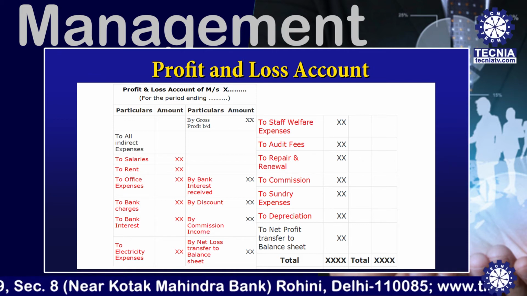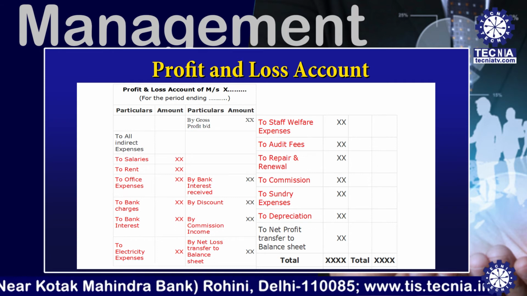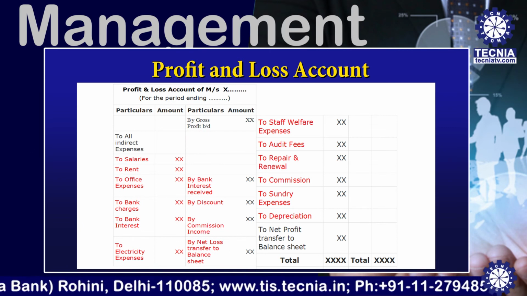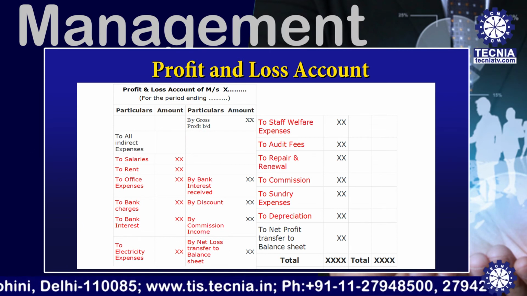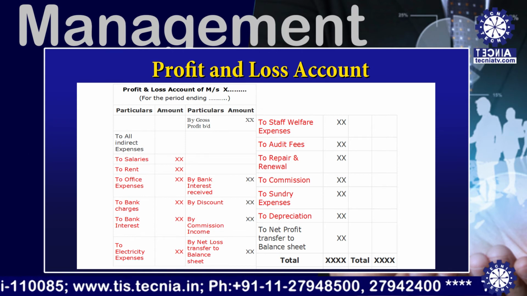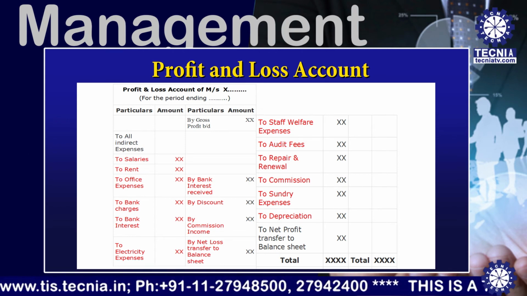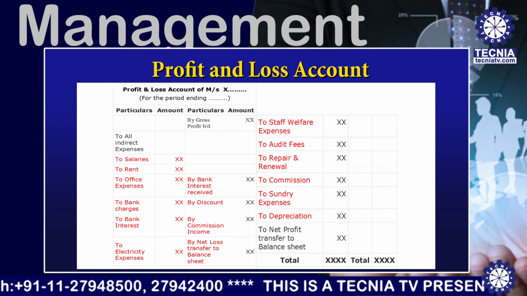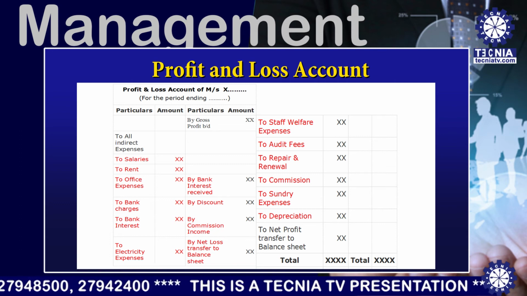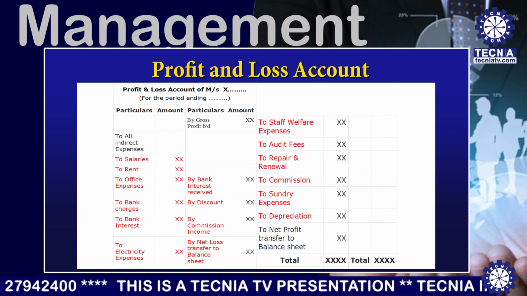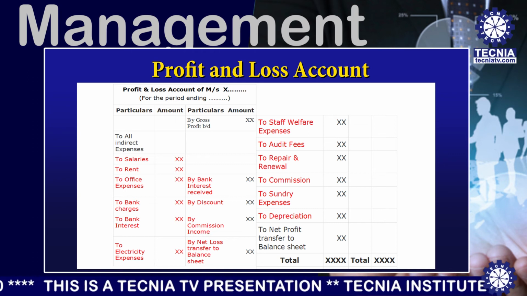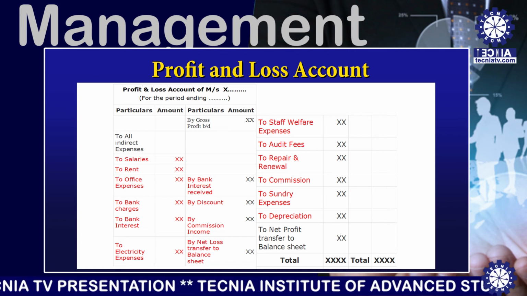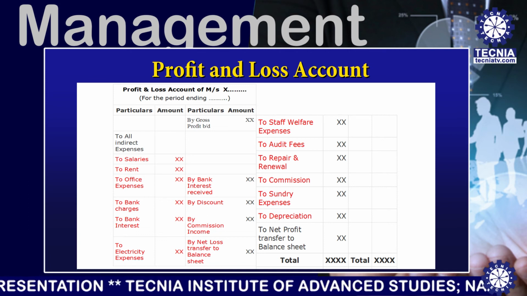So what are the different items recorded on the credit side of the profit and loss account? Let us discuss the credit side. First of all, you need to record the gross profit brought down from the trading account. Then along with the gross profit, you need to record different indirect incomes earned during the course of business, like bank interest received, discount received, commission received.